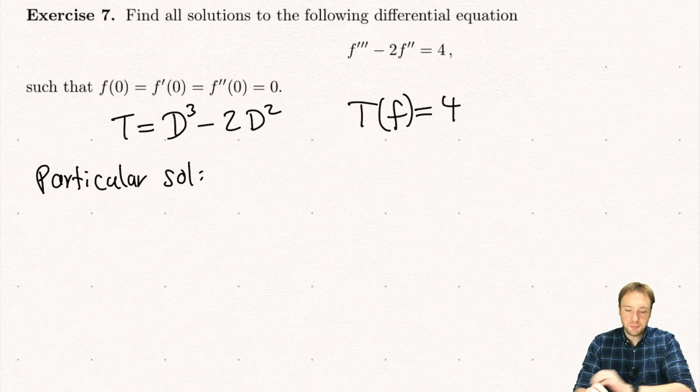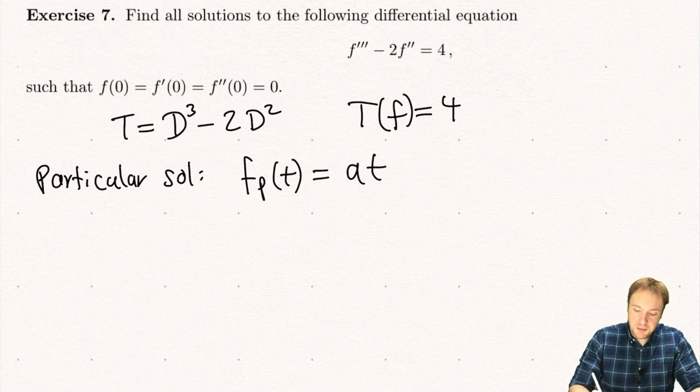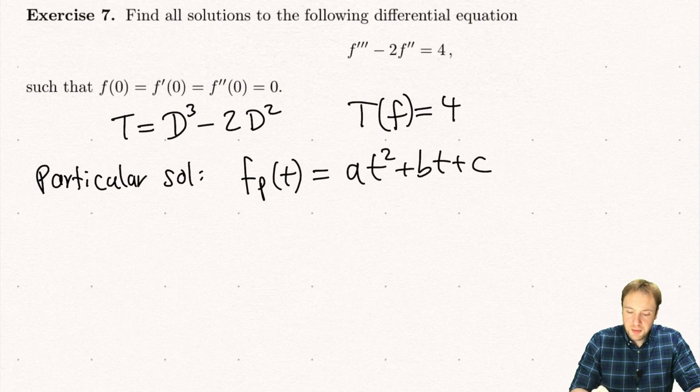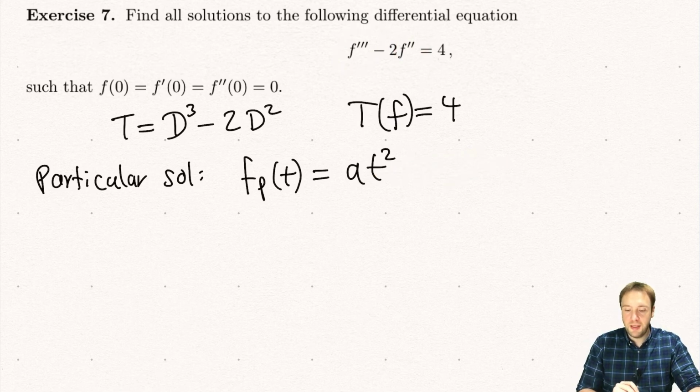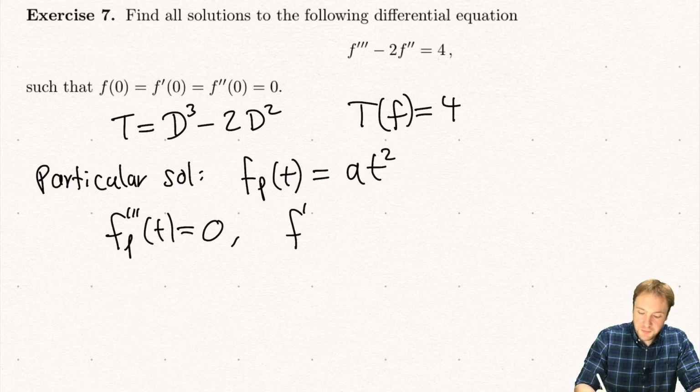So we make the ansatz that the particular solution f_p of t is some a t squared plus b t plus c, but we can already ignore these terms here because in the second derivative and the third derivative they will vanish. So we can actually just make the ansatz that f_p of t equals a times t squared. So what is the third derivative of this? Well, this is 0. And the second derivative of this, well, it's just 2 times a.